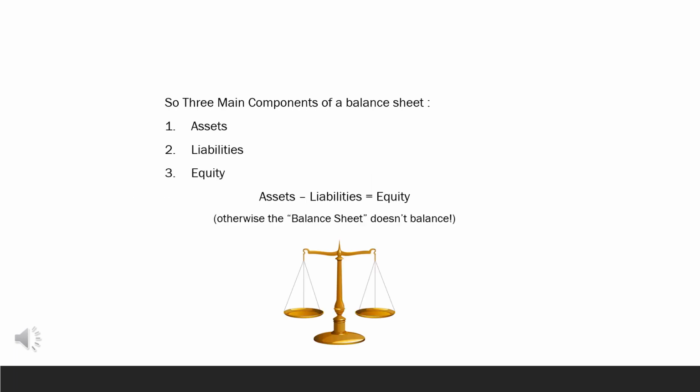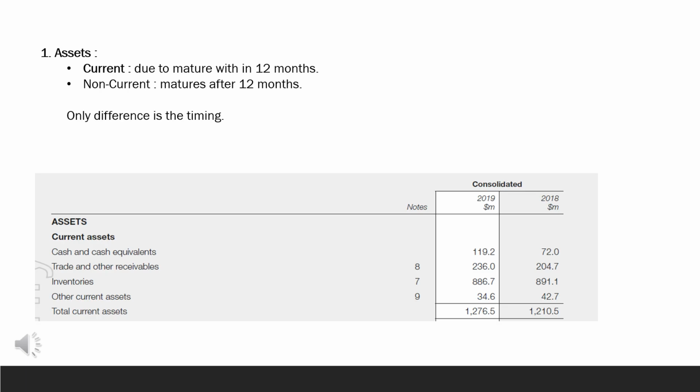So, there are three main components of a balance sheet. These are assets, liabilities, and equity. And the relationship between these three components is governed by the equation: assets minus liabilities equals equity. This has to always be true, otherwise the balance sheet is wrong. Okay, now let's look into each of these components.